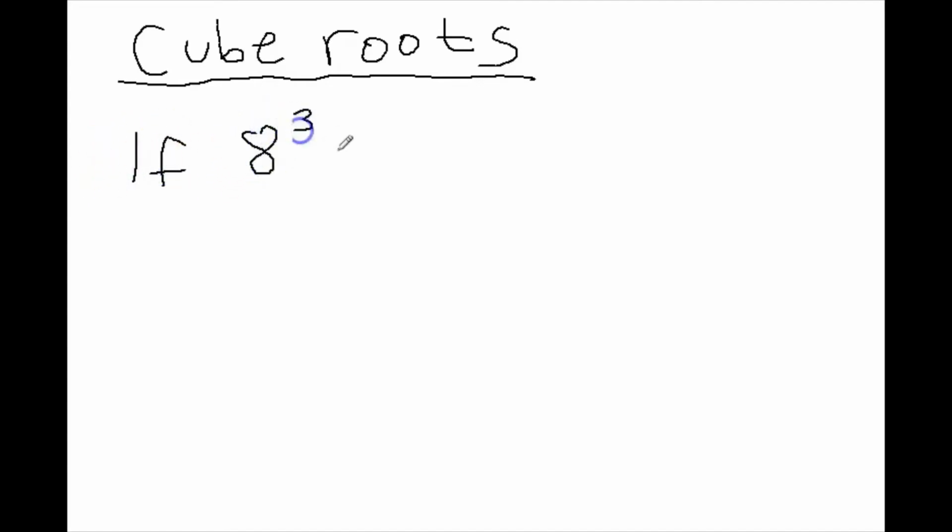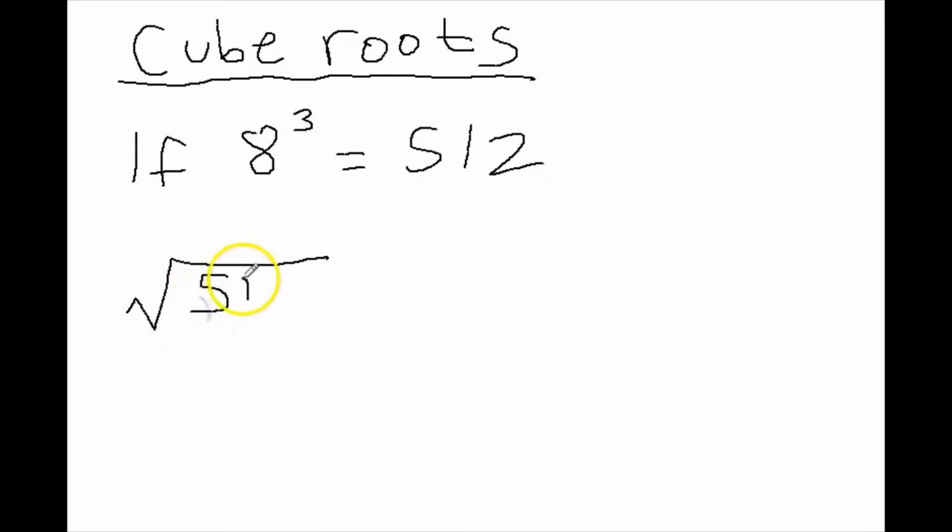Okay, so consider this. If 8 cubed is equal to 512, what if I want to go backwards? I'd say the cube root of 512. Now to indicate that it's a cube root and not a square root, I'd put a little 3 in there. That 3 is called the index. If no index is shown, that means it's a square root. But if I put some other number there, that means it's some other root. In this case, it's the cube root. So I say the cube root of 512 is 8.